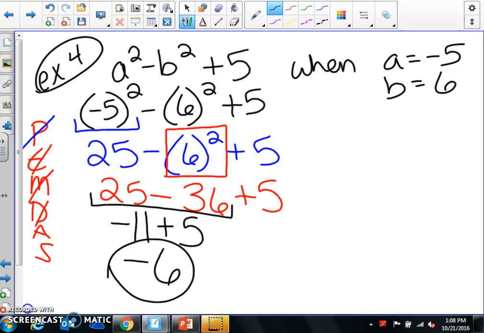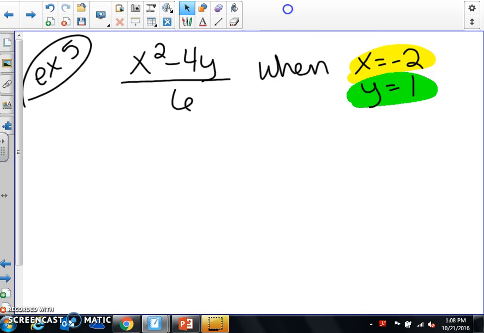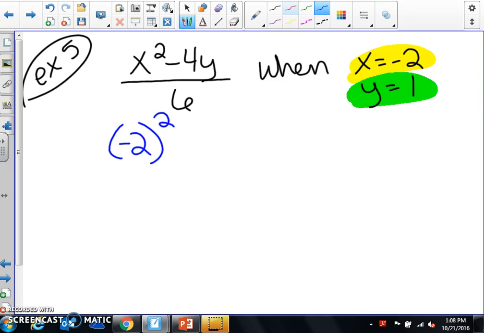One more. By the way, the good news is for evaluating expressions, you get to use a calculator. So you may use the calculator on your practice problems. From now on, unless I specifically tell you, you may use a calculator. So when you come in on Monday morning, or when you come in for next class, grab a calculator. All right, so I plug in -2 squared minus 4 times 1 over 6.